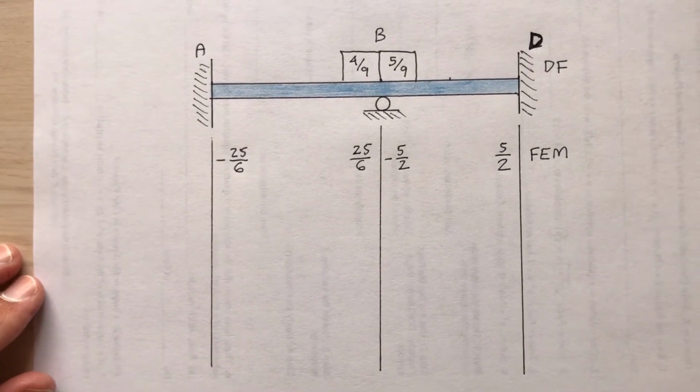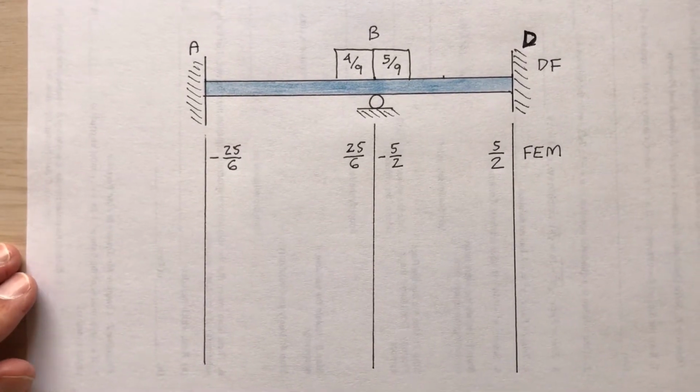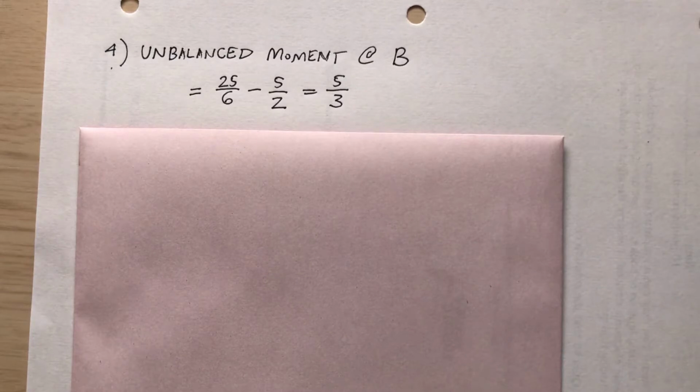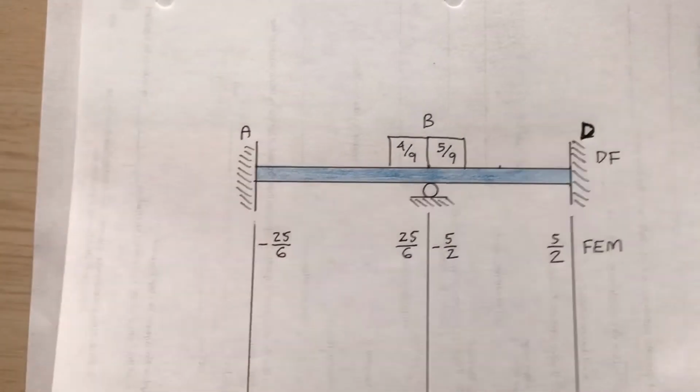Okay, so far so good. If you're writing this down, put this off to the side because I'm going to add more information to it in just a moment. So now we have an unbalanced moment at B, step 4. Okay, so what's going on at B?